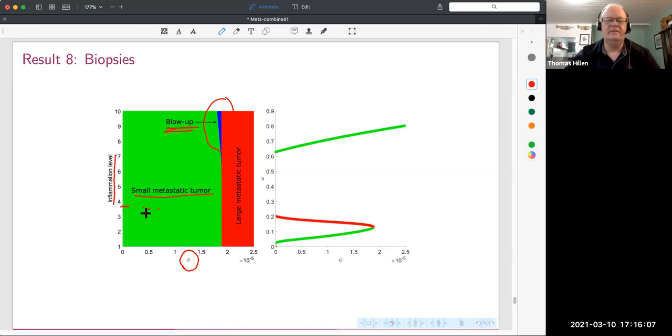It doesn't do anything to the metastasis. Here in the red area, we get a large metastasis no matter what, whether we do biopsy or not. And so only here in this blue wedge can the biopsy in fact initiate metastatic growth. But this is for a very high inflammation level. Like I said in the mouse paper earlier, for a very acute inflammation, this effect is indeed possible. But for realistic levels of biopsies, this is actually not possible.